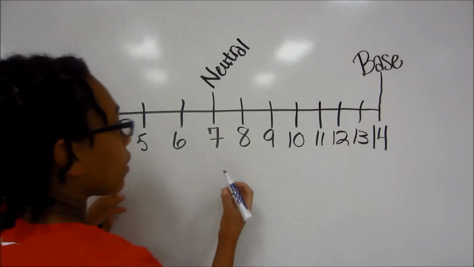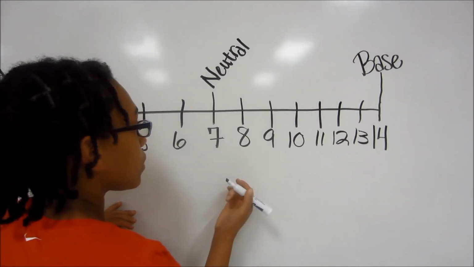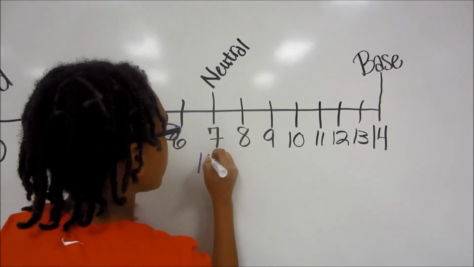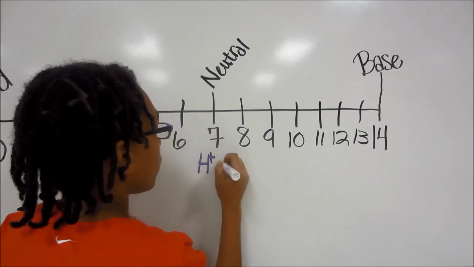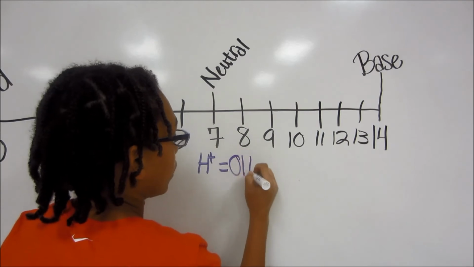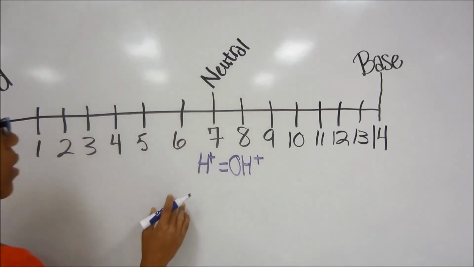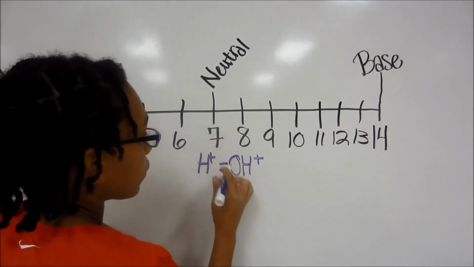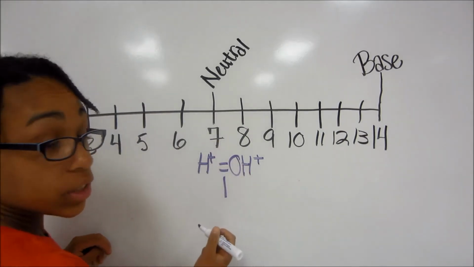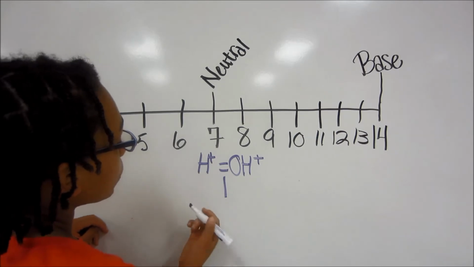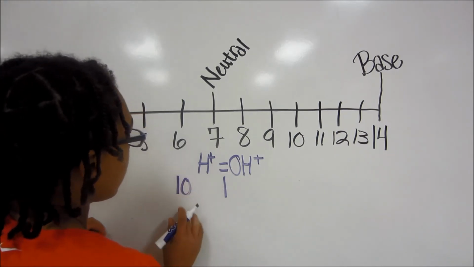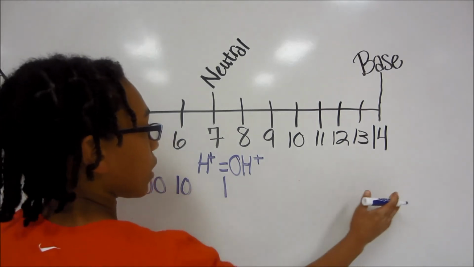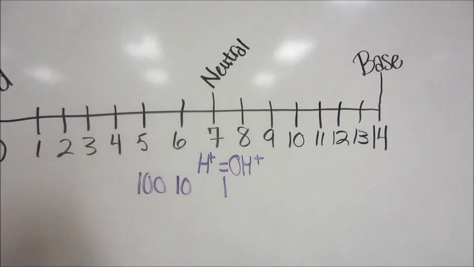Neutral substances have an equal concentration of hydrogen ions and hydroxide ions. And the difference between each of these numbers is times 10. So 7 would have a times 1 concentration, and 6 would have 10, and then 100, and so on. That would go on either side of this scale.